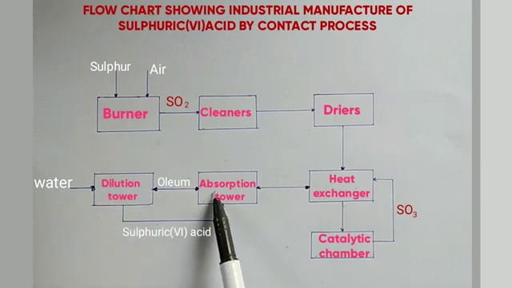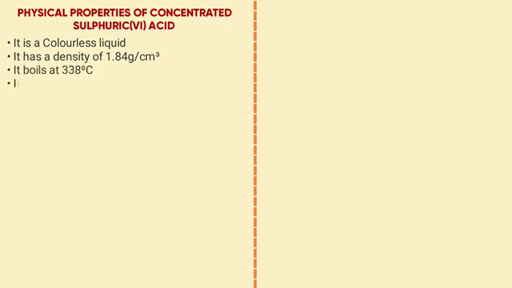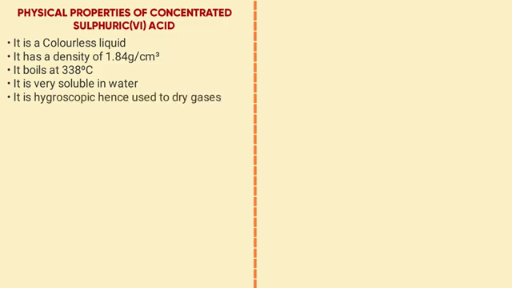Now, physical properties of concentrated sulfuric acid include: it is a colorless liquid, it has a density of 1.84 grams per centimeter cubed, it boils at 338 degrees Celsius, it is very soluble in water, it is hygroscopic, hence used for drying of gases which do not react with it.